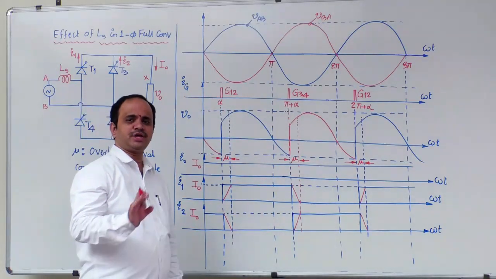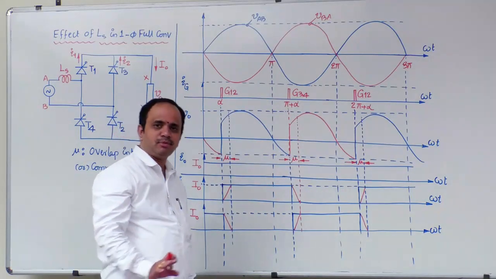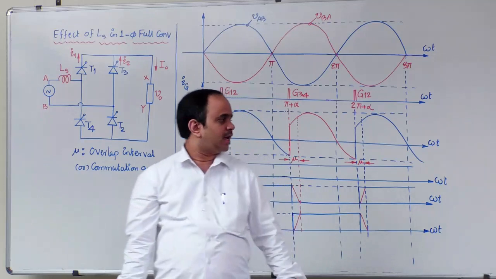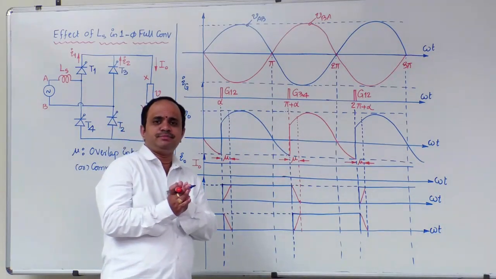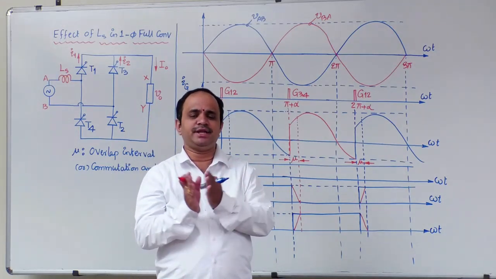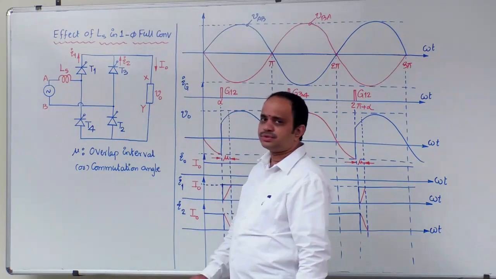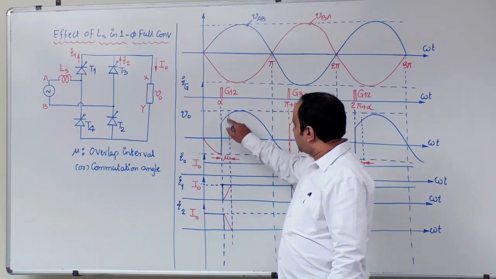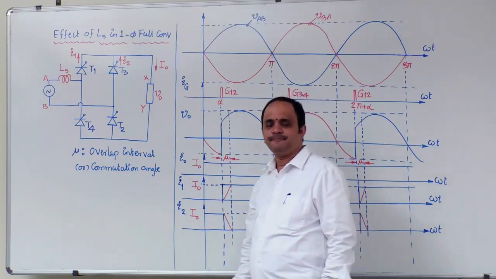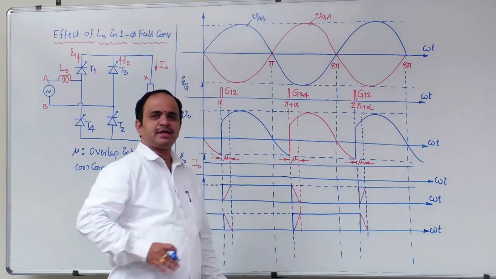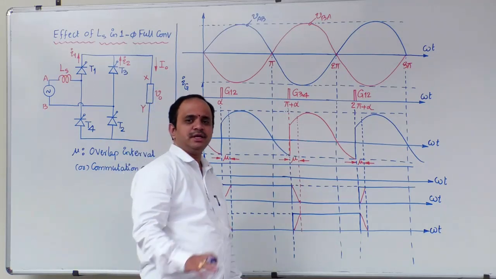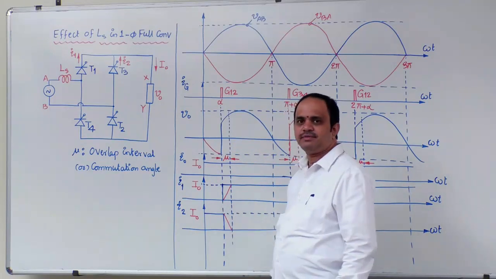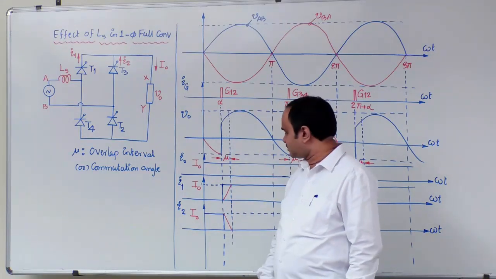So what is the modification in the circuit analysis? When source inductance was not considered, at omega t equal to alpha and pi plus alpha, the current transition between the pair of thyristors is instantaneous. But due to the inductive nature of the source, this transition takes place gradually, and hence some overlap angle comes into the picture. That is called the overlap interval. During this overlap interval, one pair of devices is going to turn off, and hence it is also named commutation angle.